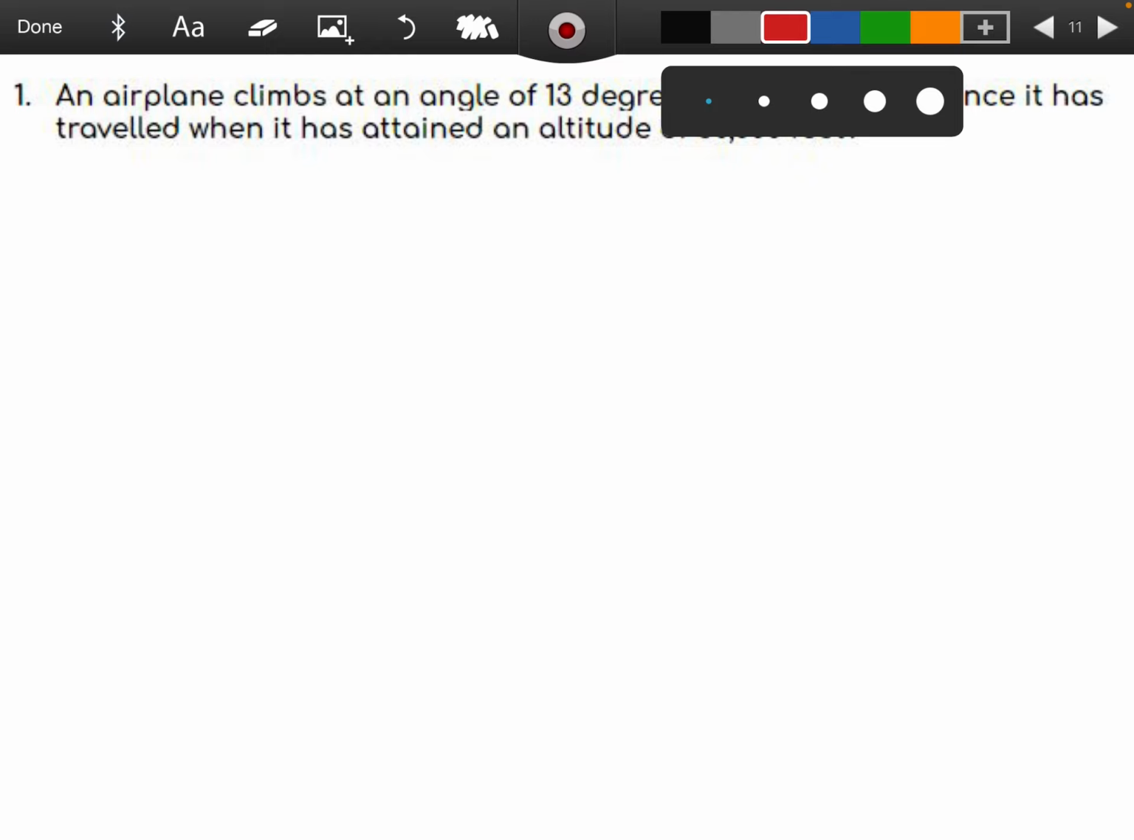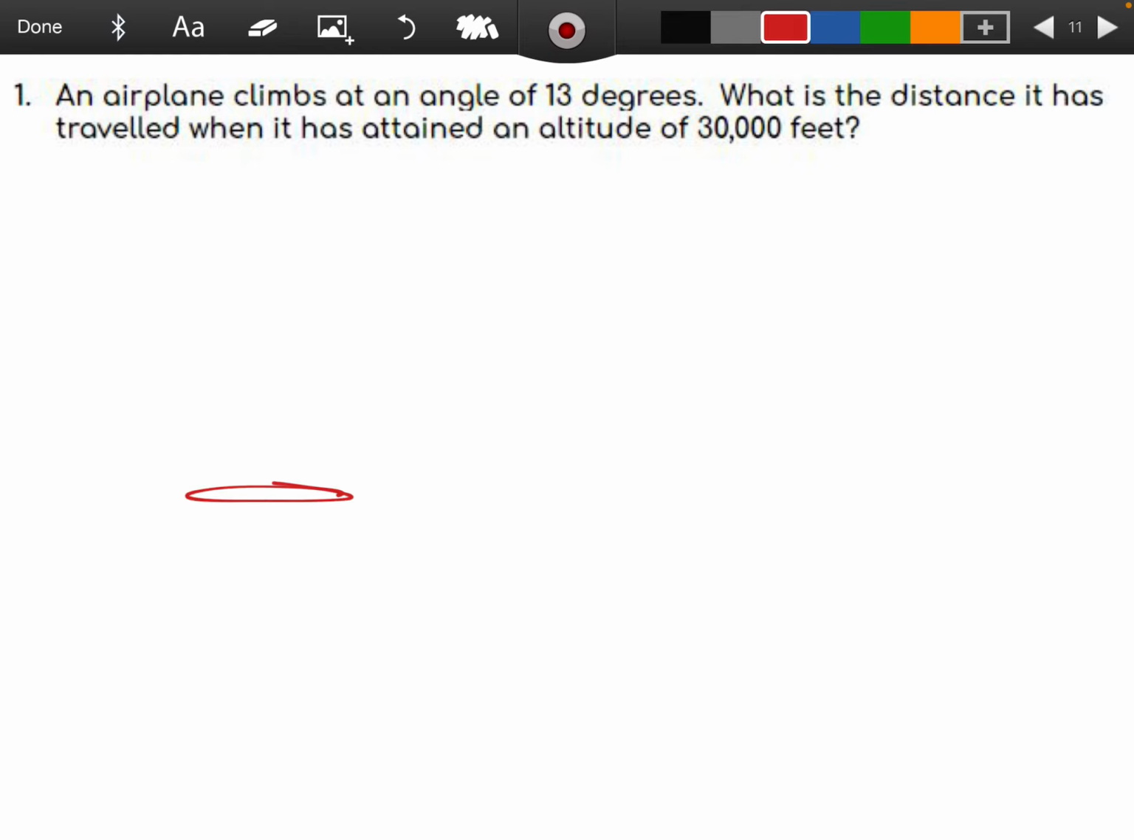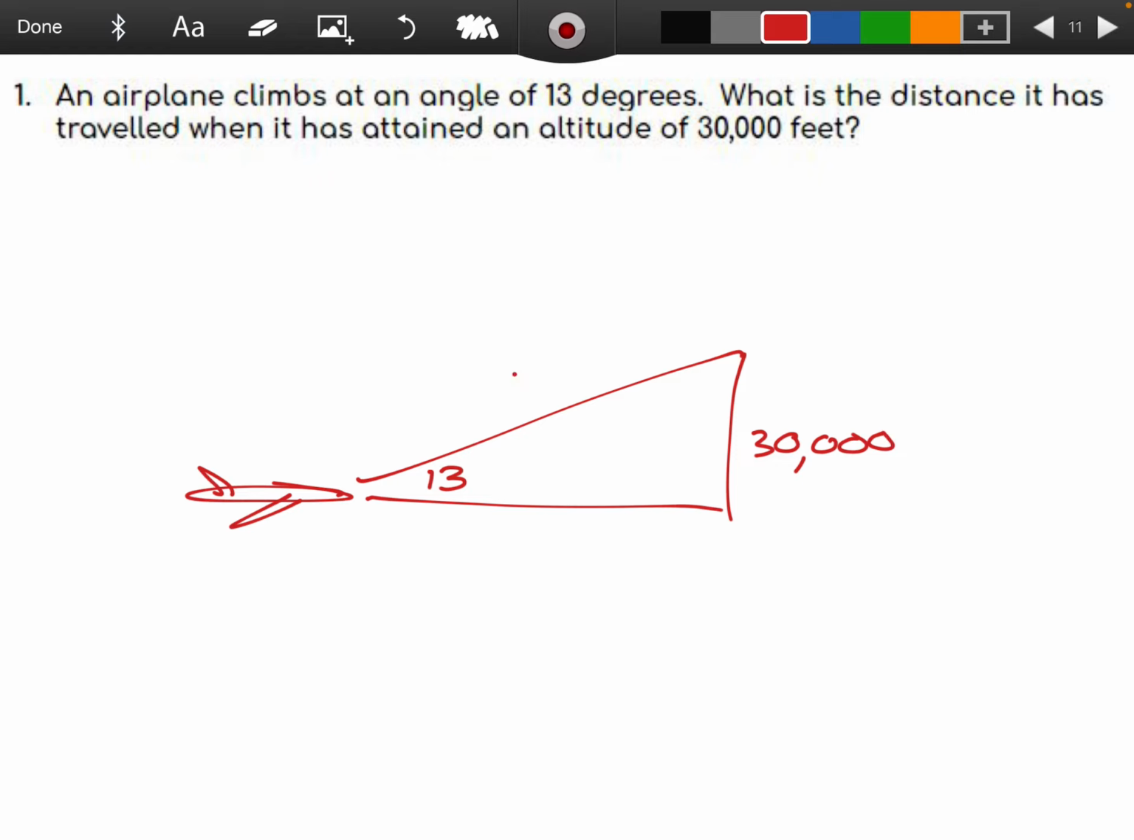So the first one here, we have an airplane climbs at an angle of 13 degrees. What's the distance it has traveled? Now, here's the thing, I'm going to show you two ways because I think that this can be interpreted both ways. So, for sure, it's rising at 13 degrees, and we want to know when it's at 30,000 feet. Here's where the questions come in. Are we talking about this one or this one? And I guess you could make arguments for both. So I'm going to just solve for both.